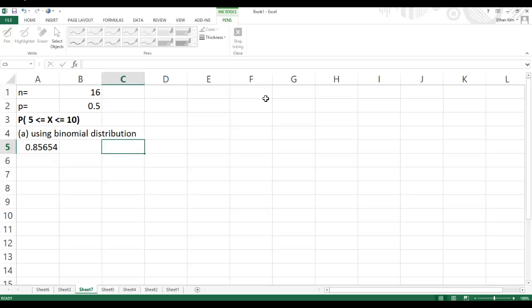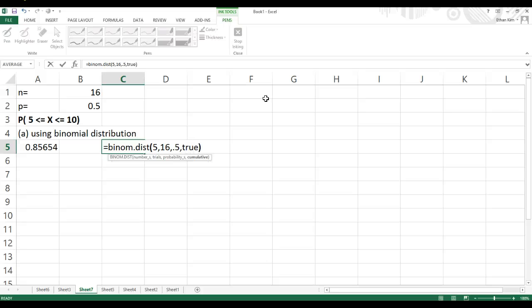So this was using binomial distribution, and I just wanted to show you how you would do this without using the range function, because we do have just binomial distribution. If you do this, it's going to ask for a number, trial, probability, and cumulative. So if you put in 5, 16, probability 0.5, and cumulative, you just write true.